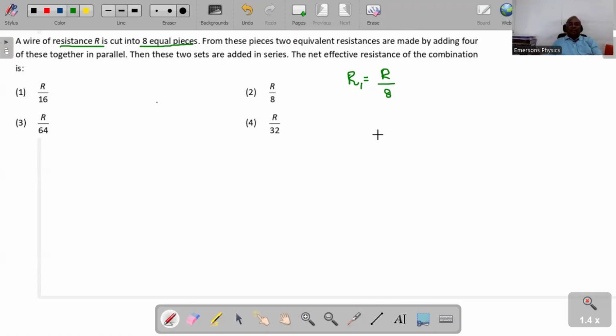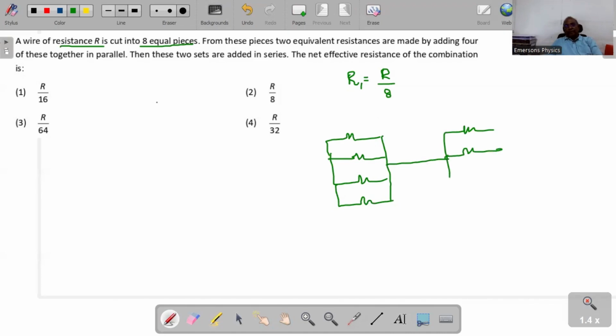There are 8 pieces. Each resistance is R by 8, R by 8, R by 8. Okay. First, 4 resistances are connected in parallel: 1, 2, 3, 4. These 4 resistances are connected in parallel and another 4 resistances are also connected in parallel. They are made in series, that's all. If I get a question, what is the effective resistance between these two? Very simple question. All of these are R by 8, and the same way this side is also R by 8.